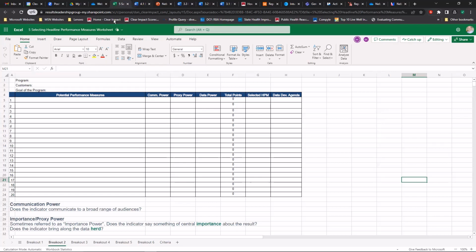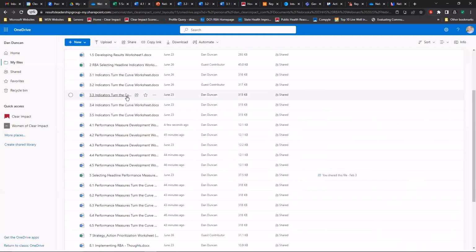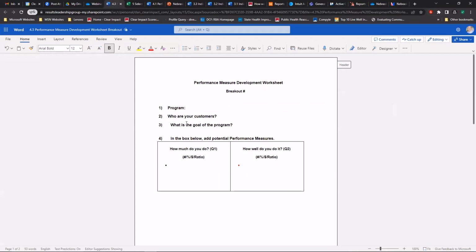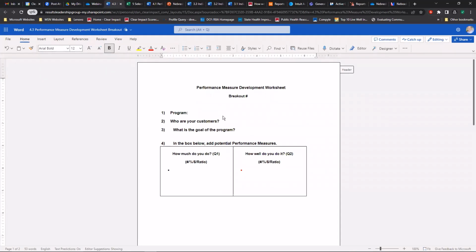But because we've got a small group, let's go ahead and have a little practice run right now. So somebody put in the chat one of your programs. What's one of your programs you'd like to develop performance measures for? Just name one in the chat, and we'll do one together first. Okay, minority health initiatives. Okay, we can do that.